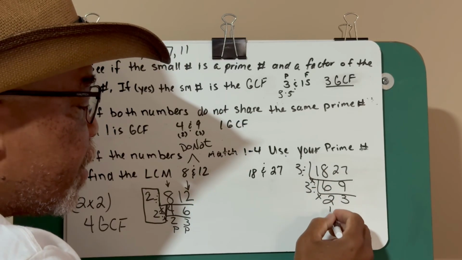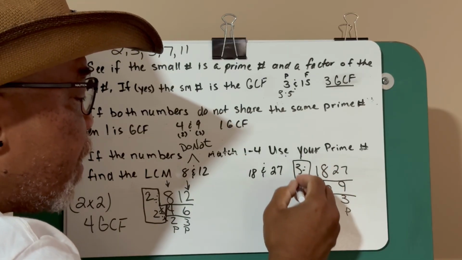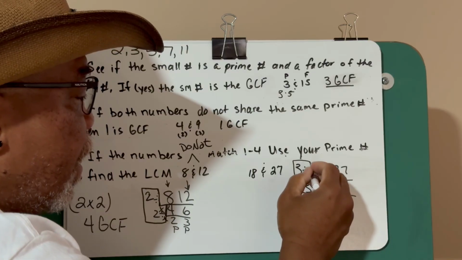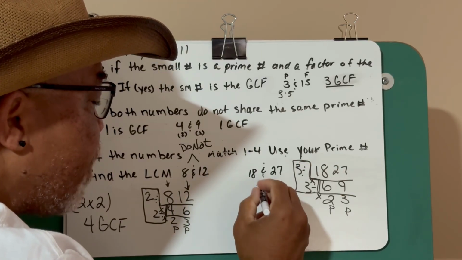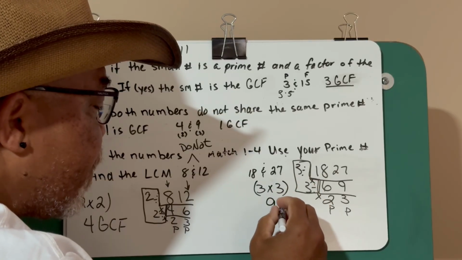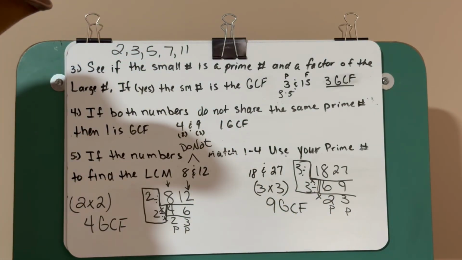Oh, what do I notice? Both numbers are prime, so I can stop. I only want the numbers on the side, which is 3 times 3, which is 9, which means 9 is the greatest common factor. I hope that helped you out.